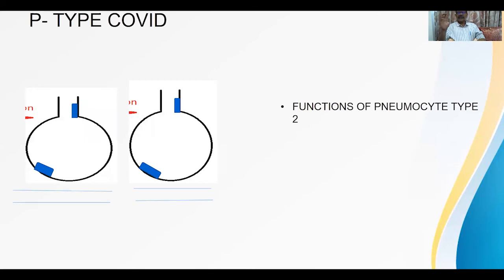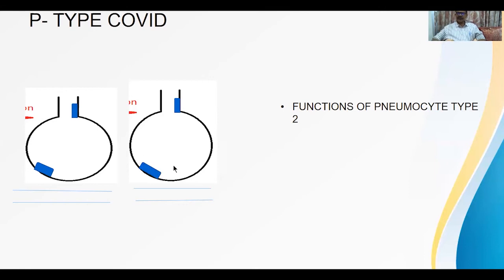Now let us go to the next part. This is P-type COVID. Now here we can see again two normal alveoli. Here there are two Clara cells. Here there are two pneumocyte type 2. Now functions of pneumocyte type 2. Now we are in P type, that is pneumocyte type.